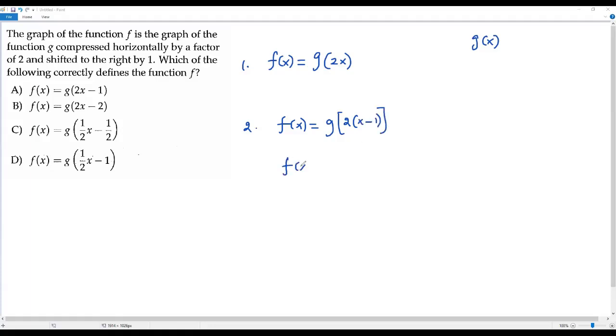Okay, so the final result is going to be f of x equals g of, we can distribute this 2 to x minus 1. When I do so, I'm getting 2x minus 2. So this is the one which correctly defines the function f after the two transformations on the function g, that is, compressed horizontally by a factor of 2 and shifted to the right by 1. And we find this exactly in answer choice B. So the correct answer choice for this question is B.